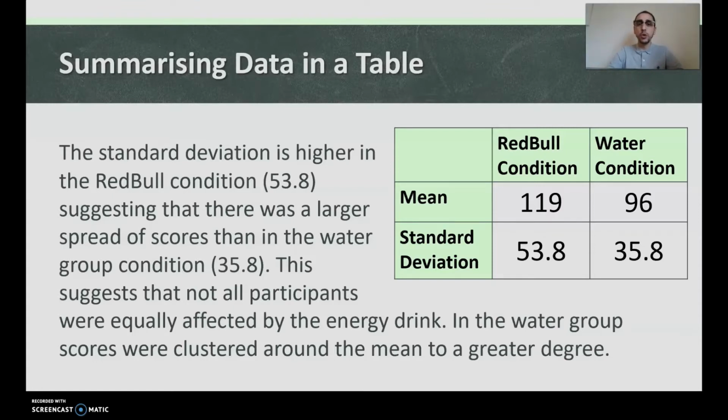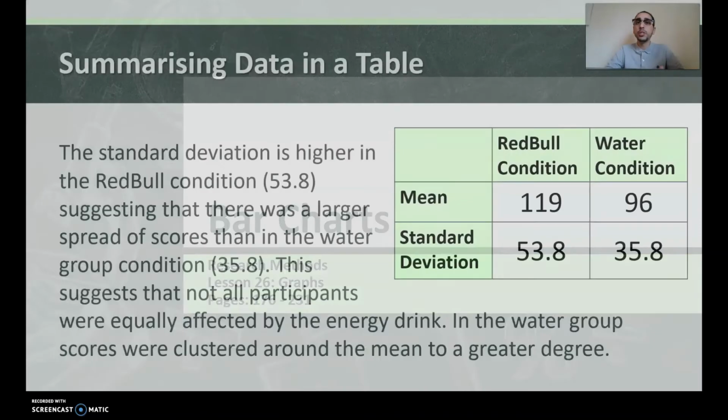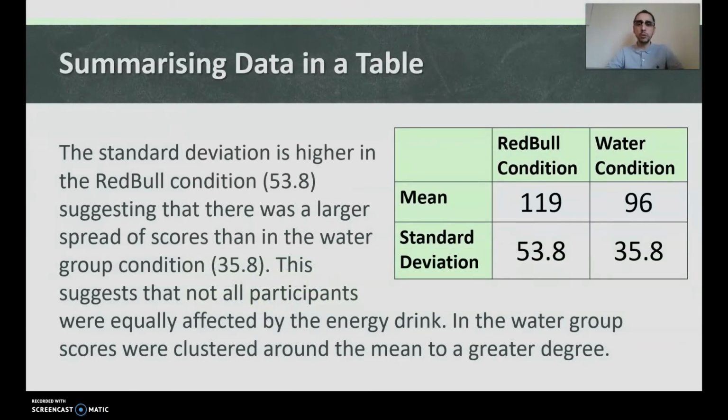In the water group, scores were clustered around the mean to a greater degree. So what this higher standard deviation in the experimental condition of the Red Bull means is that in some cases, the Red Bull didn't affect people very much, so they spoke very little. But in other cases, they did talk a lot more, possibly because of the Red Bull. And we said that, look, there's a higher dispersion of results. Whereas in the water condition, it was quite similar. There was a smaller standard deviation. Some people spoke a little bit less, some people spoke a little bit more, but it was all more clustered around the mean. So the water didn't affect people as much, you might argue. That was tables, okay? Easy. You know tables. We've dealt with tables.